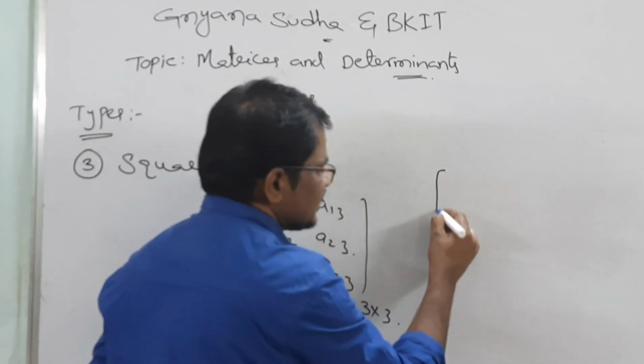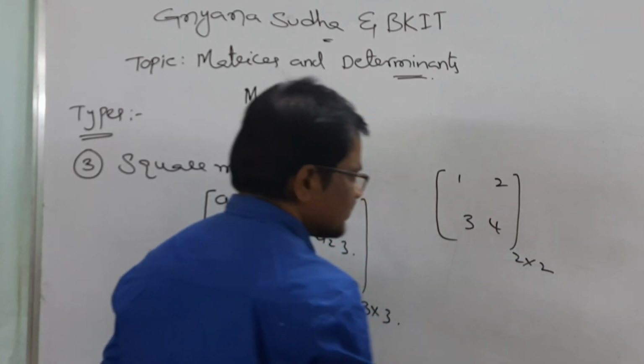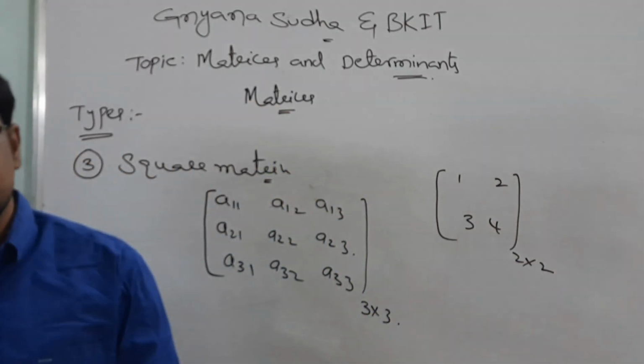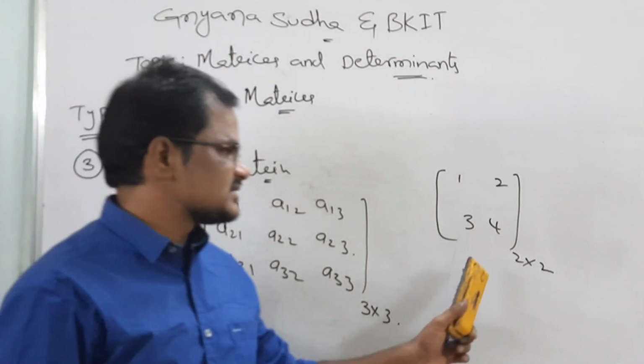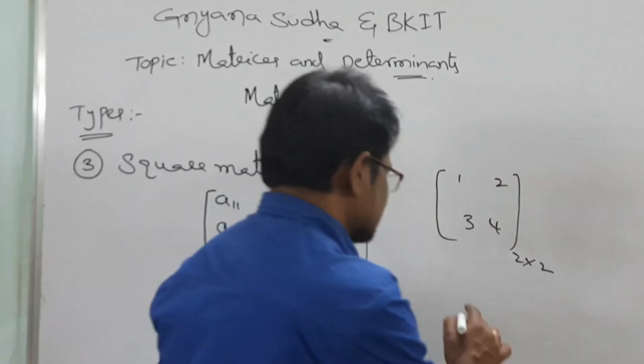Suppose you take one more, 1, 2, 3, 4. So it is a 2 by 2 matrix. The number of rows is now equal to the number of columns. So this matrix is called what? Square matrix.